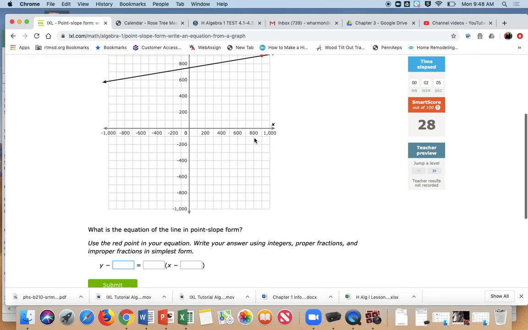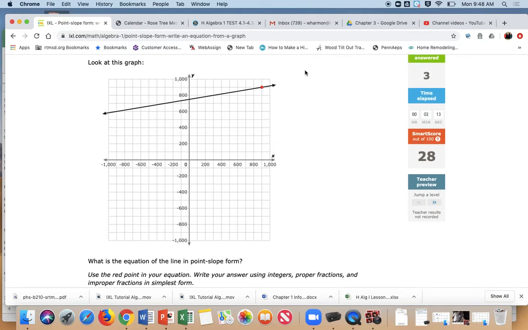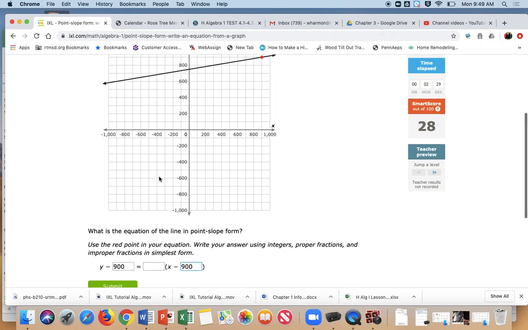So that point is 900, 900. So y is 900 and x is 900. Now I have to figure out my slope. But notice my slope, if I go this way, goes off the page. So I got to work backwards this way. So let's go from there to there. Work from left to right. So I go up 100 and I go over 100, 200, 300, 400, 500, 600. So 100 over 600, I can't enter my answer like that. I have to reduce it. So I divide out 100s, and I get 1/6.